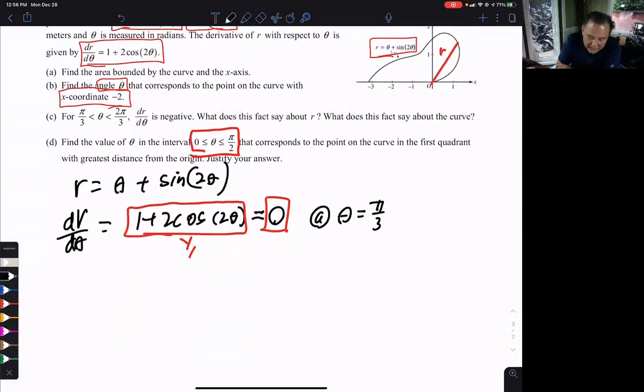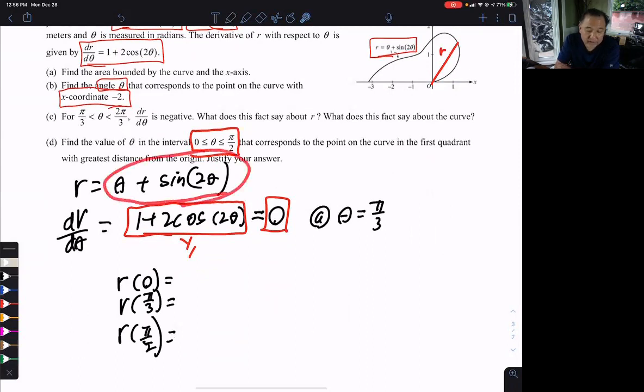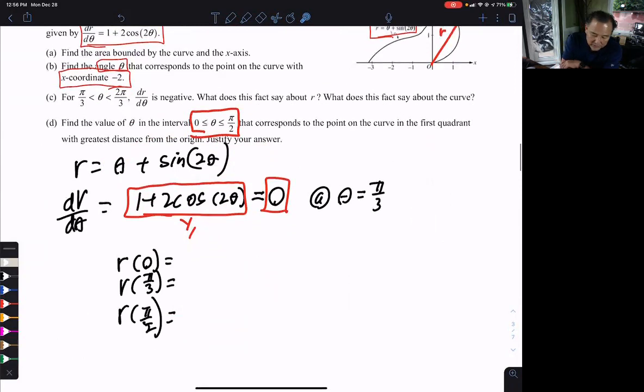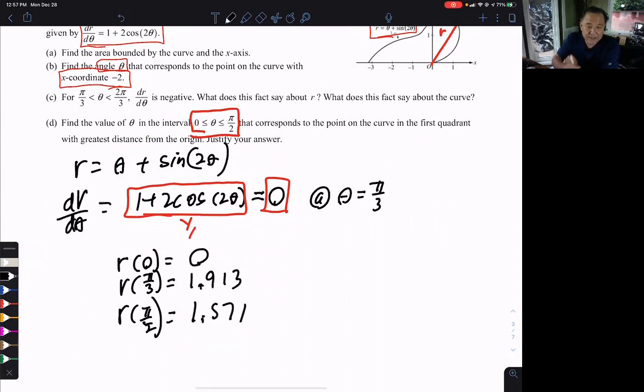So you have to say, hey, what's my radius at the endpoints? 0 to pi over 2, because that's my endpoints. And what's my radius at pi over 3? So you would just plug this again, y1. I would make this y1. I know you had that, but if we make this y1 in our calculator, we just evaluate y1 at 0, pi over 3, and pi over 2, and you would get 0, 1.913, and 1.571 if you plug that into your calculator.